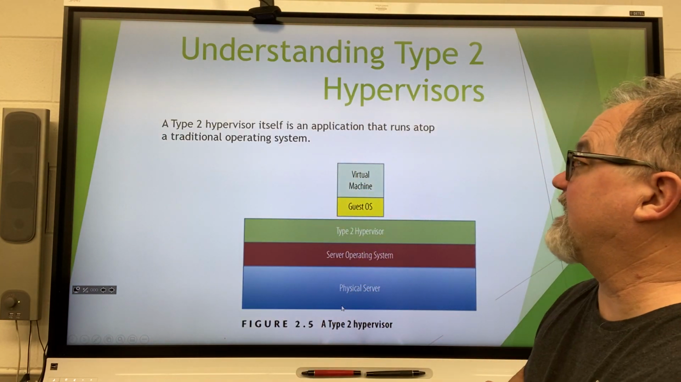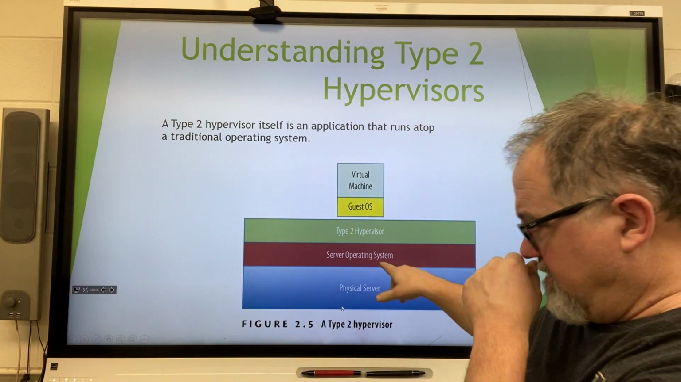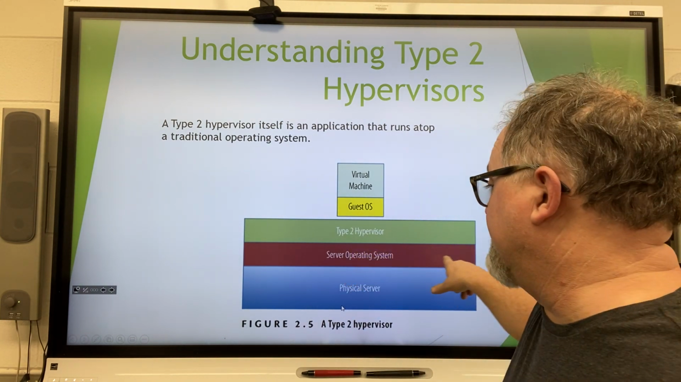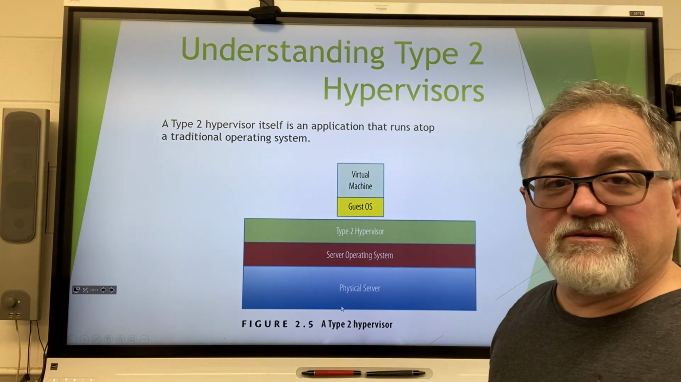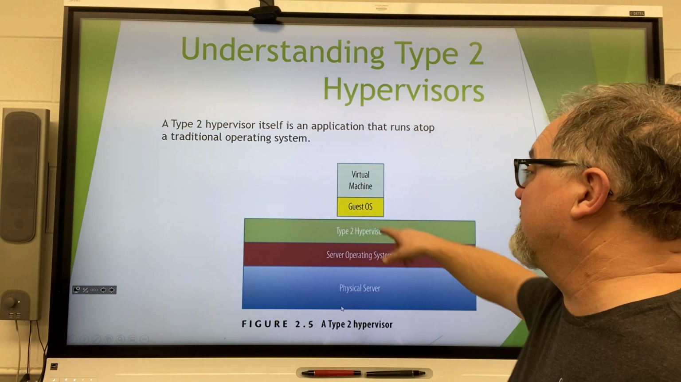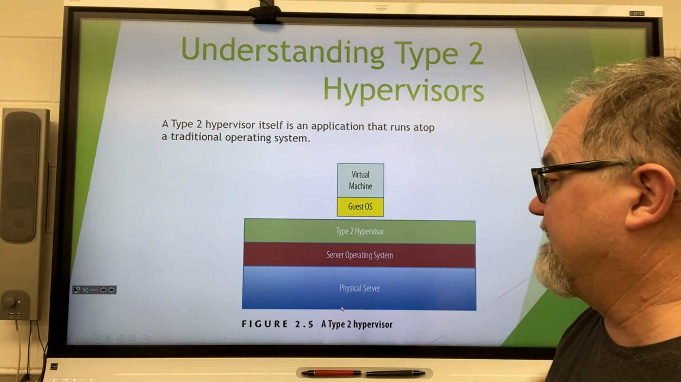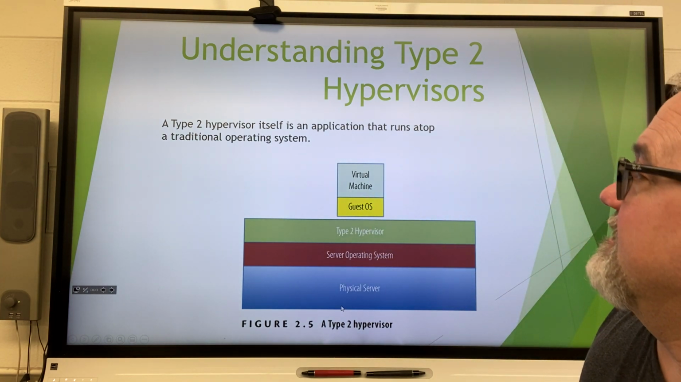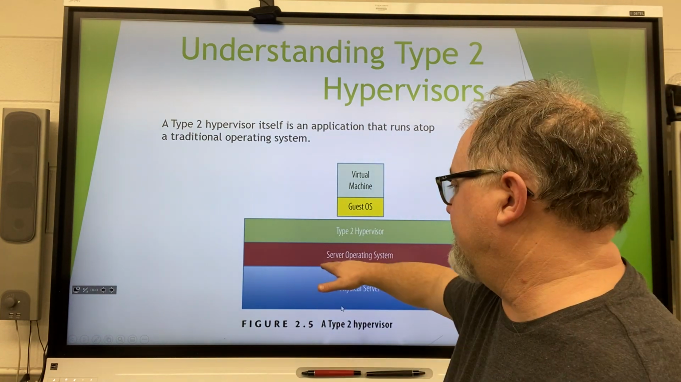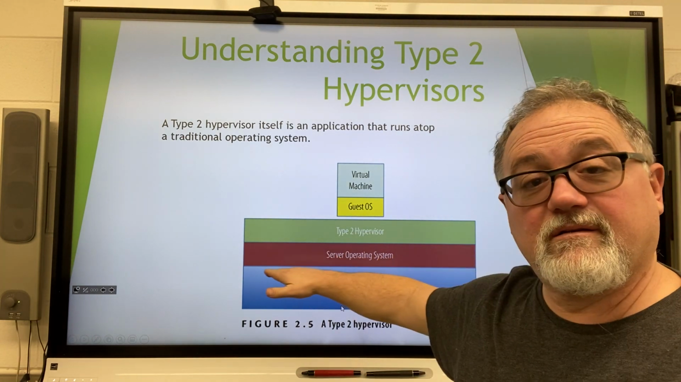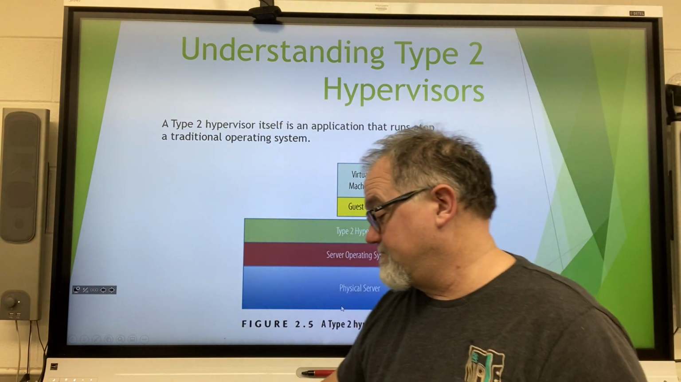Okay, here we go. This is a Type 2 hypervisor. In the red, we'll see that this is the operating system. The physical layer of the operating system in the Type 2 hypervisor, like the Oracle box, is now running Guest OS and C, and that's why it runs a traditional operating system. Okay, Windows 10. This is Windows 10 right here.